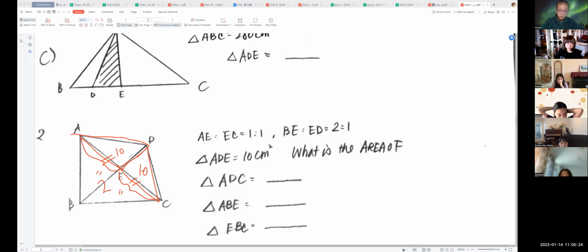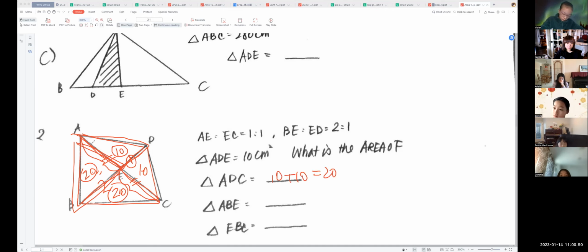Because this is 2 to 1, this is one portion, and looking at these two triangles, this is 10 and this is 20. Correct? Because this is 20, this is also 20, because this triangle and this triangle are the same. So ADC equals 10 plus 10 equals 20. And ABE equals 20. And EBC also. Understand, everybody? Okay, so that's it for today's class.